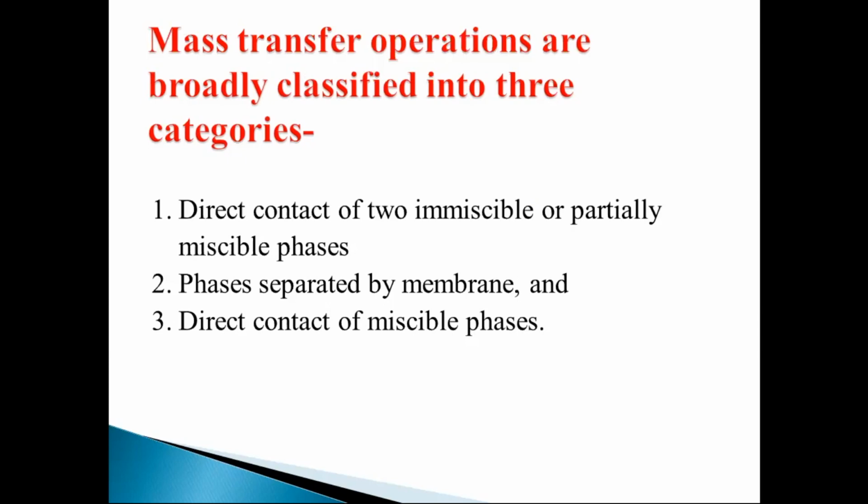Now we will see subtypes of this topic. For example, direct contact of two immiscible phases or partially miscible phases is divided into four main categories. First one, liquid gas operation. Second one, liquid liquid operation. Third one, solid gas operation. And fourth one, solid liquid operation. So all these four types come under direct contact of immiscible or partially miscible phases.